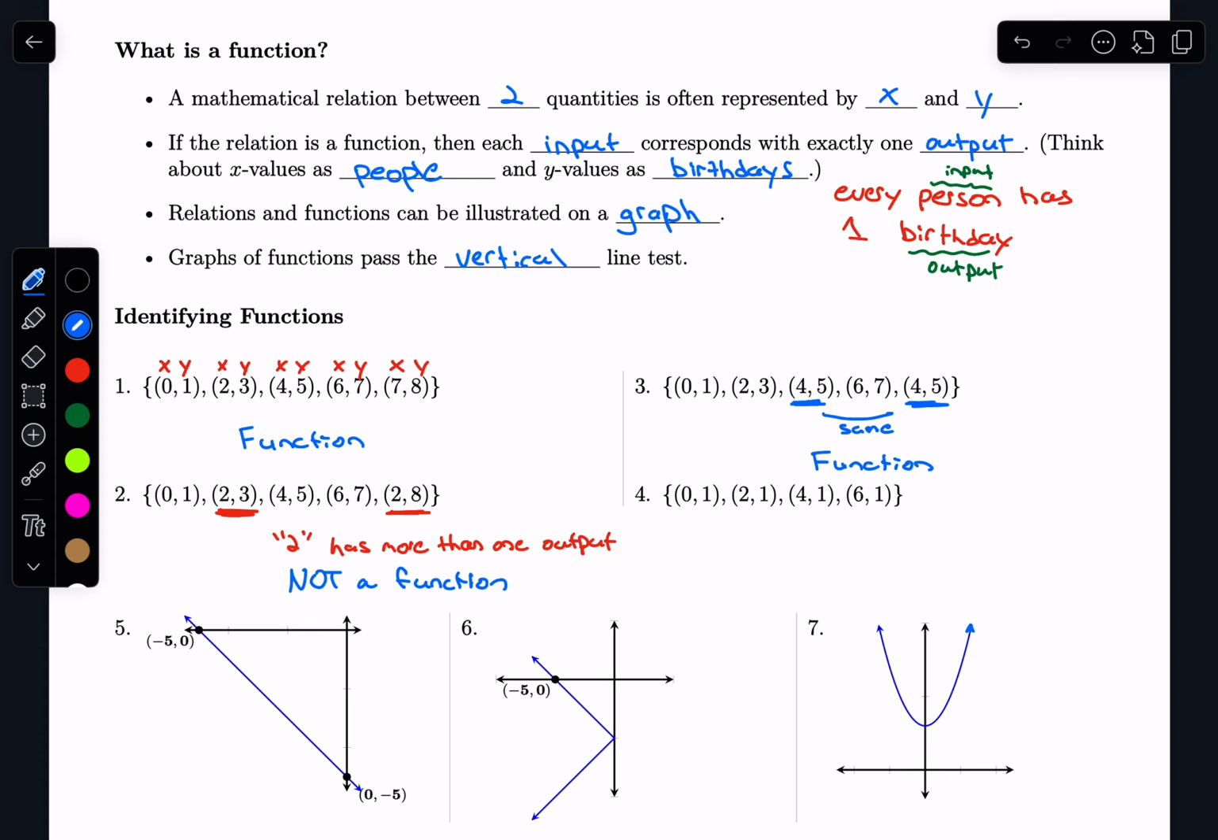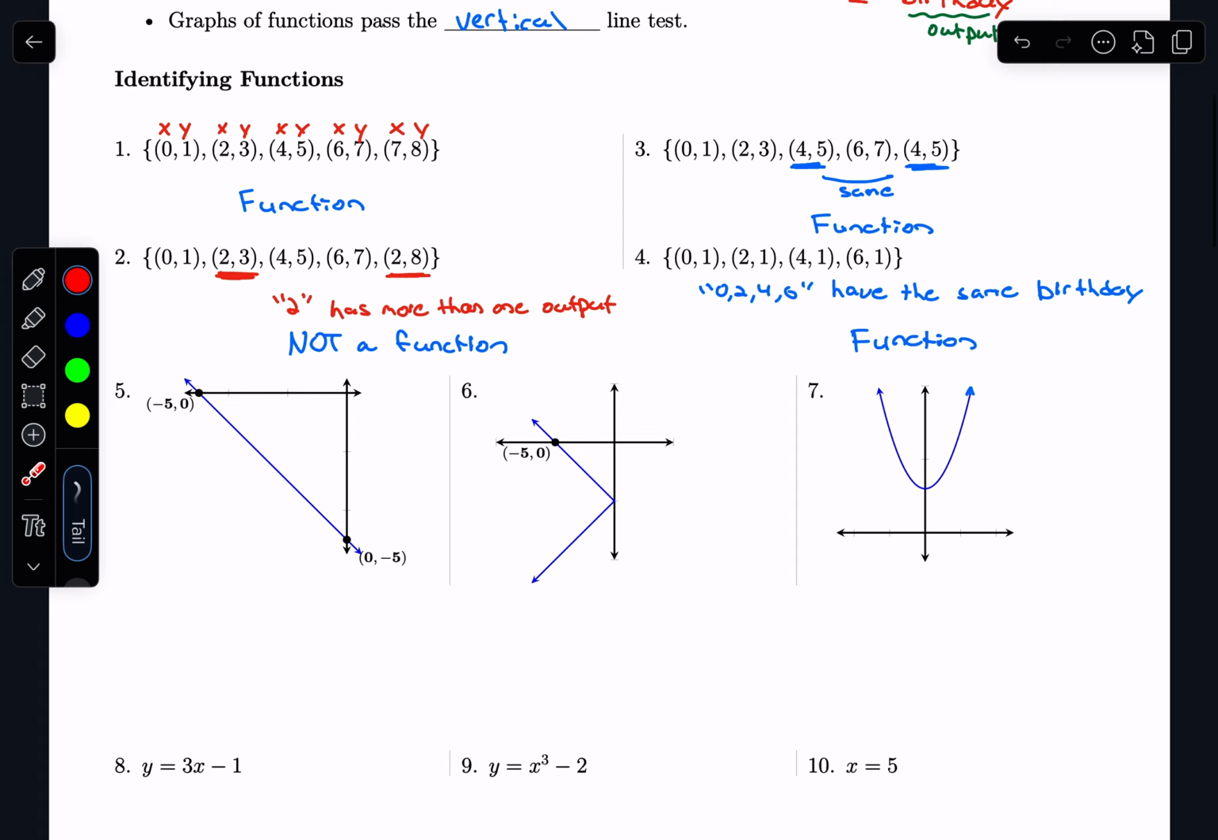All right, and then for number 4, we have that 0's birthday is 1, 2's birthday is 1, 4's birthday is 1, and 6's birthday is 1. That might seem weird that we have all these same ones here, but that just means that all of these numbers, 0, 2, 4, and 6, have the same birthday. And that's okay, because you can have friends in real life that have the same birthday as you, right? And so we're going to say again that this is a function. The only thing that breaks it is if you have one person with multiple different birthdays.